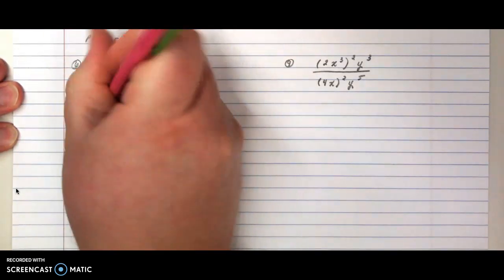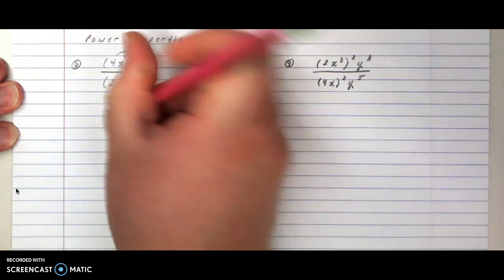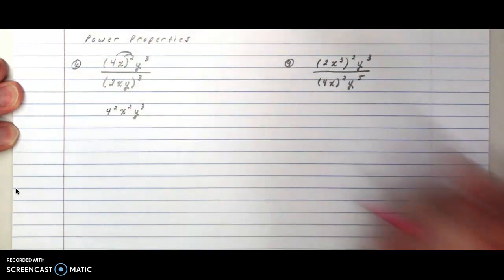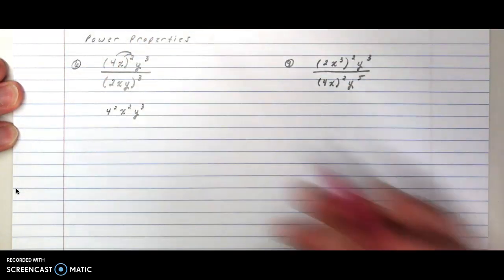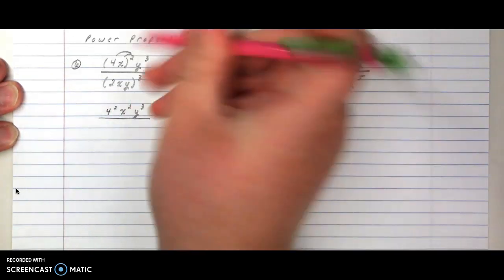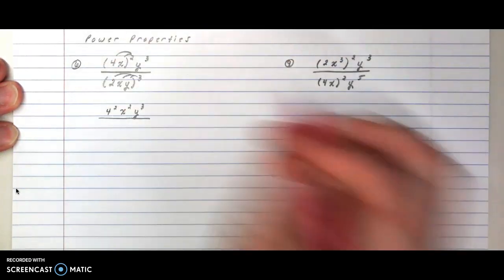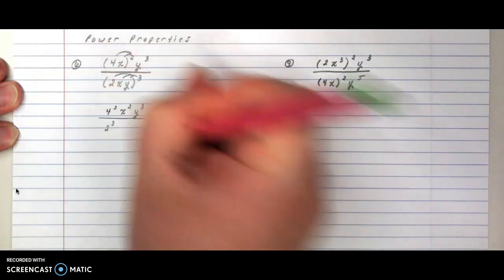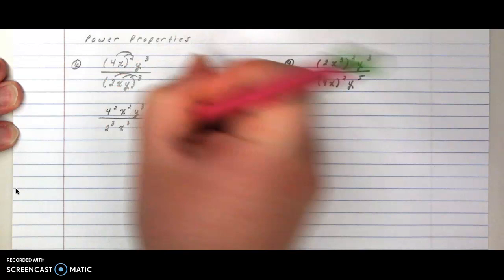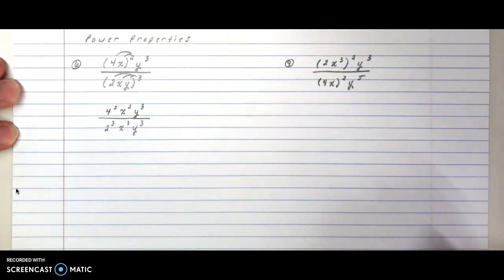So the numerator is going to become 4 squared x squared, and then the y cubed just comes along. All over, well, down here, the 3 applies to all 3 parts inside. So we have 2 to the third, x to the third, y to the third. Now we have our parentheses eliminated, and we can start to simplify even further.